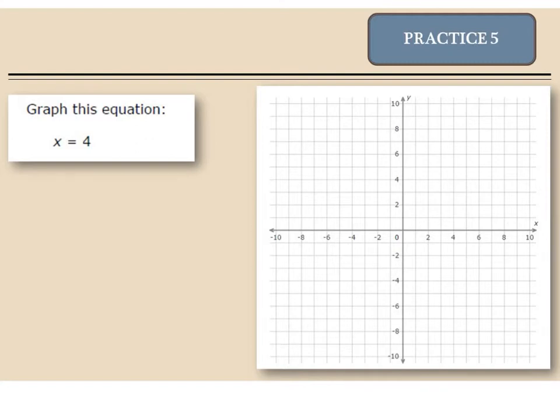Your practice 5 is to graph x equals 4. Do practice 5 now. Graph x equals 4.